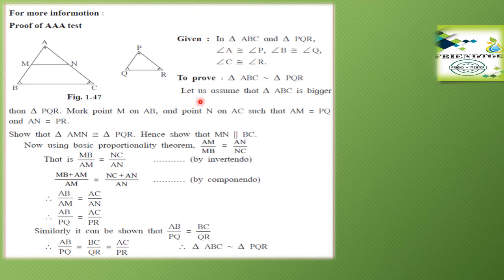Okay, let us assume that ABC is bigger. So let's assume that one of these triangles is bigger in size and their shapes are the same. That is what we have to prove. So let's assume one of them is bigger, so ABC is bigger. Now we will do a construction.